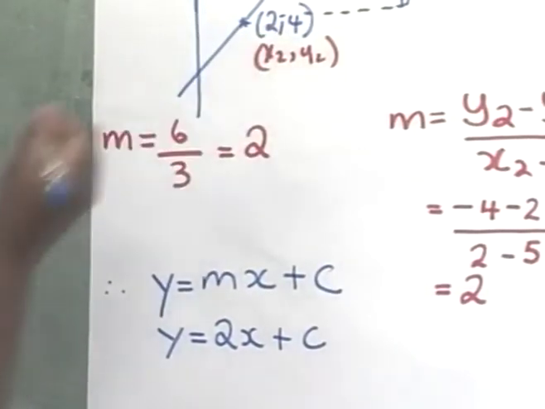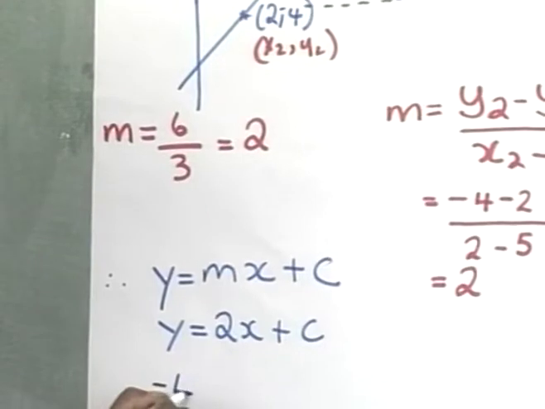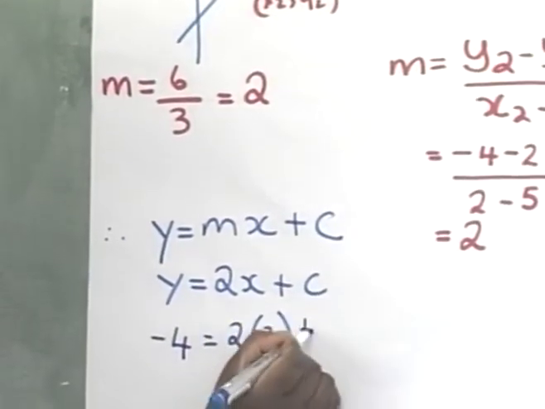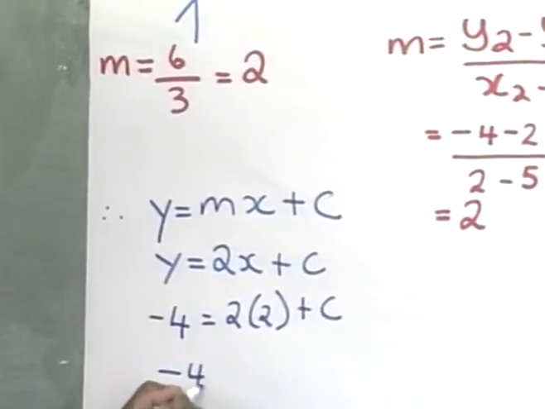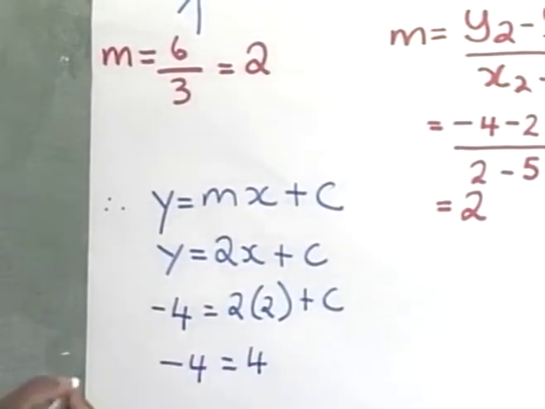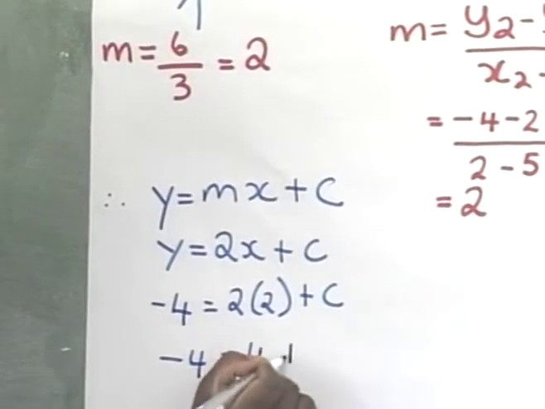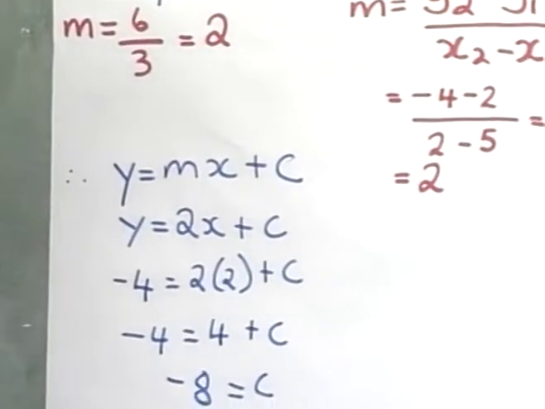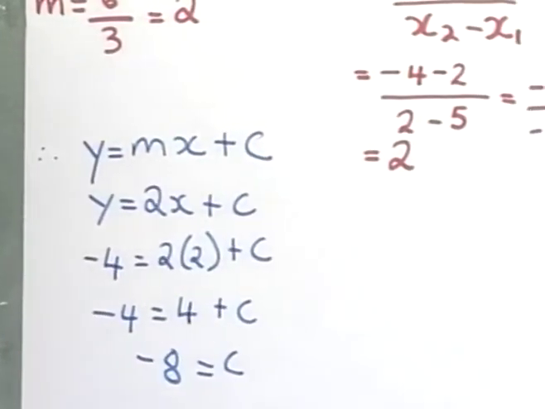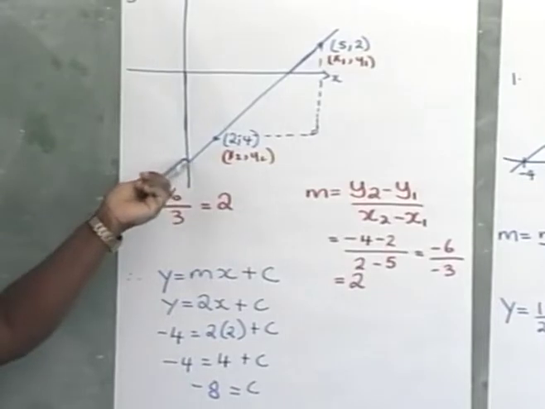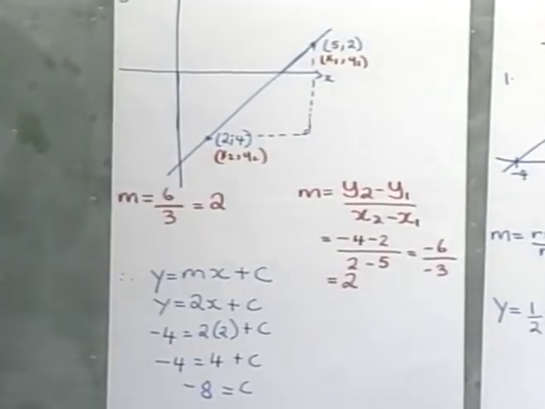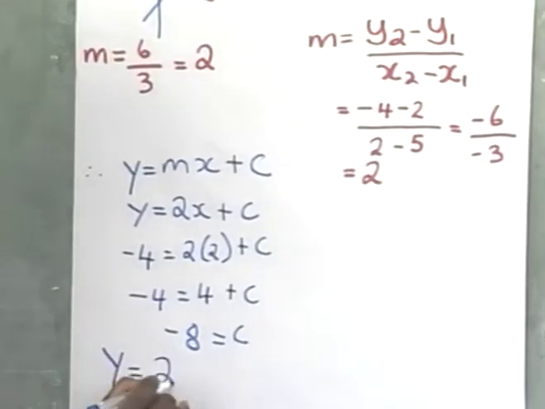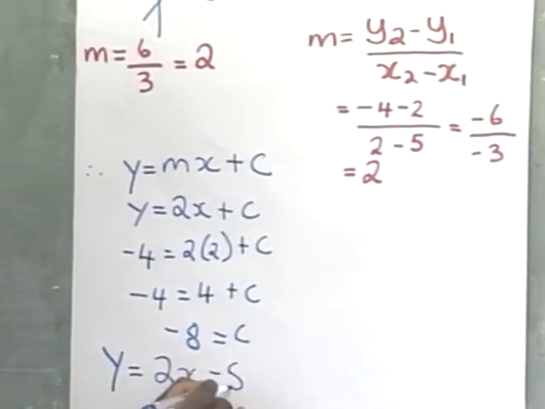So if I substitute (2, -4), I get -4 equals 2 times 2 plus c. -4 equals 4 plus c, and c is equal to -8, which makes sense because the line cuts the y-axis here. So the equation of the line is now y equals 2x minus 8.